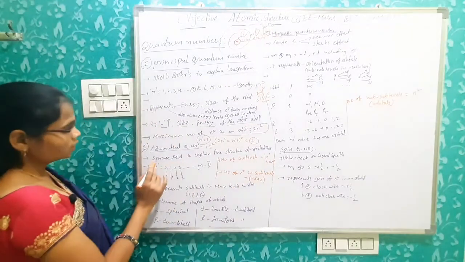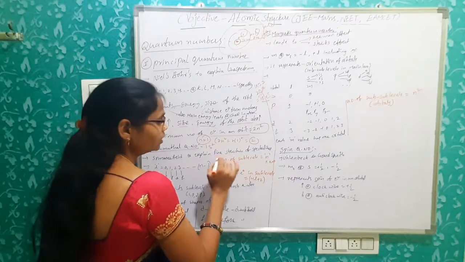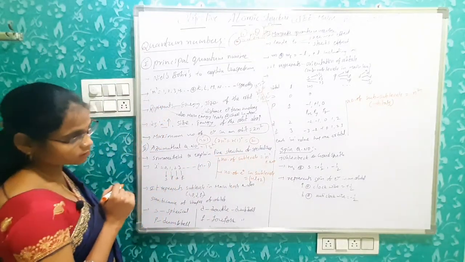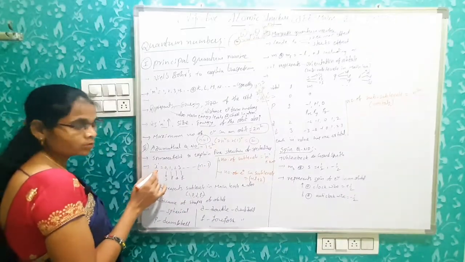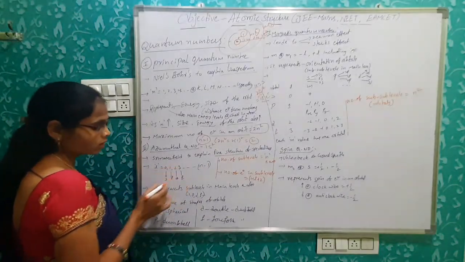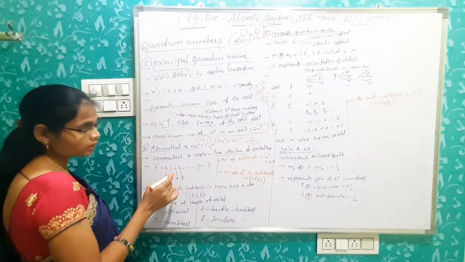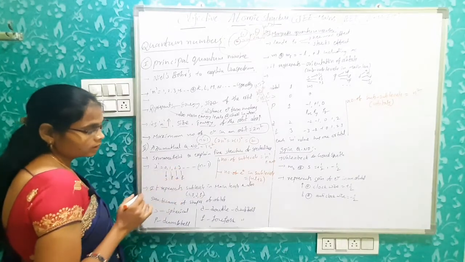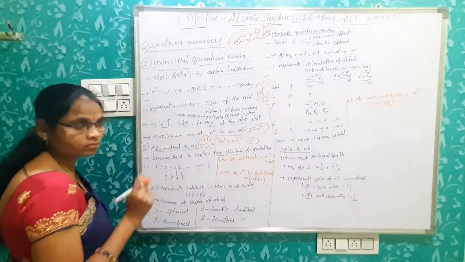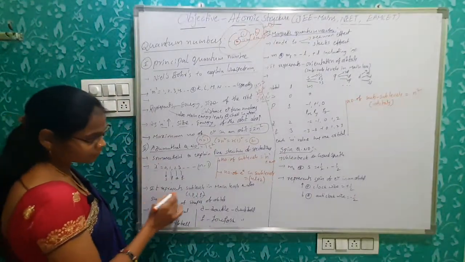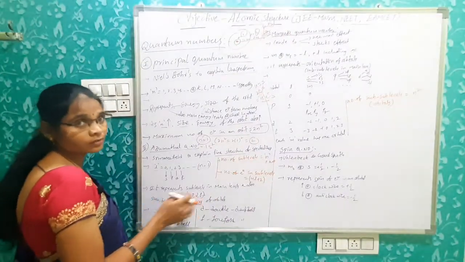Next, the azimuthal quantum number is proposed by Sommerfeld to explain the fine structure of atomic spectra or the fine structure of spectral lines. Its value is denoted by small l, its values 0, 1, 2, 3 and so on are represented as s for 0, p orbital for 1, d orbital for 2, f orbital for l equals 3, up to n minus 1. Clear? Next, it represents the sublevels present in the main level, sublevels nothing but s, p, d, f.